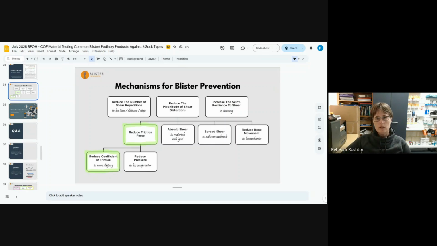So by all means, you can have a very high coefficient of friction material, but it can still prevent blisters via another mechanism. Spenco insoles is another one. The Spenco undergoes shear, so there's less shear that's left to happen within the skin.